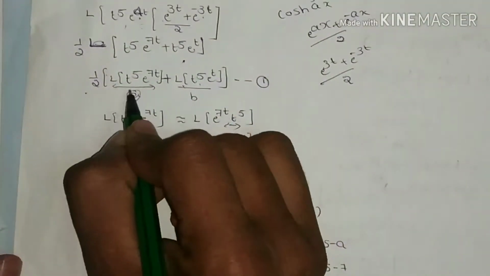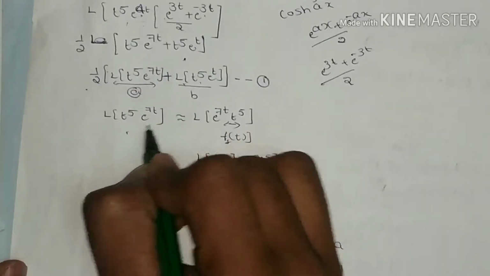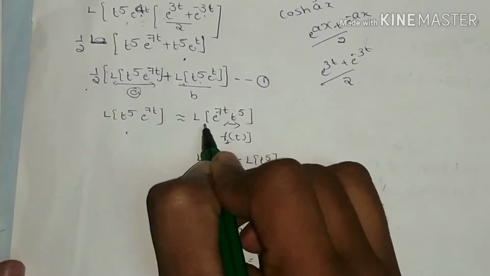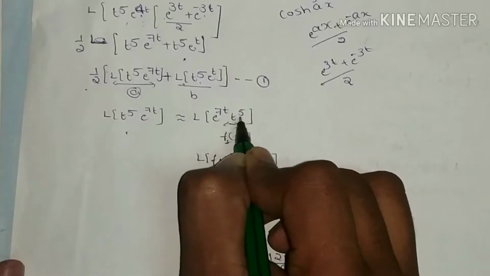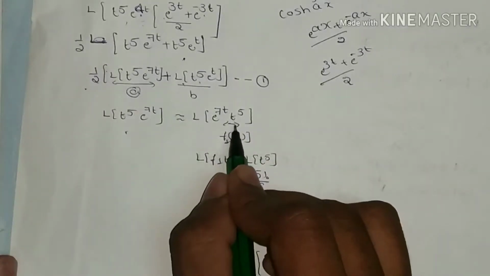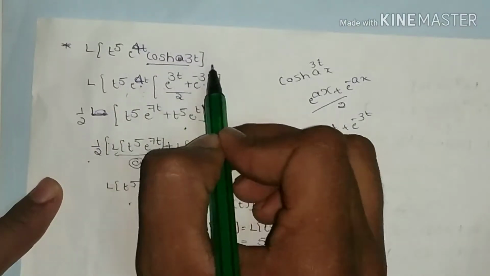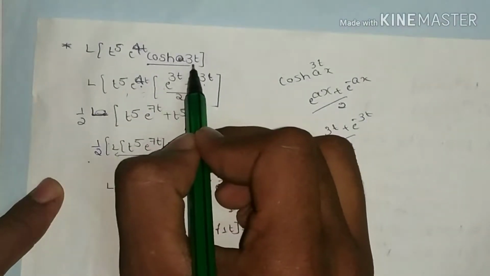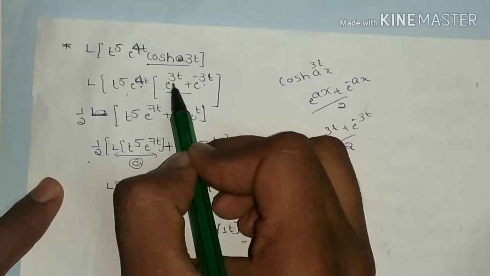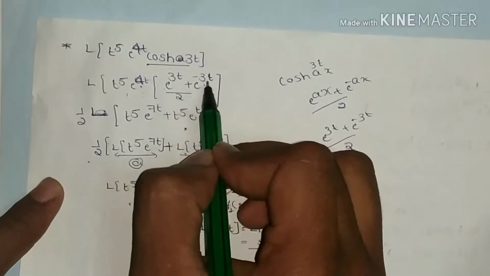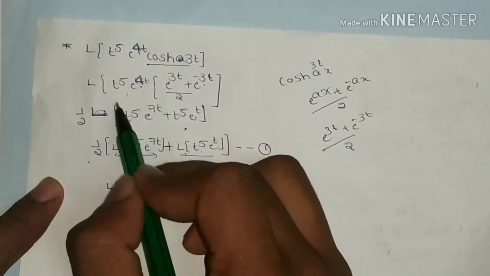Okay, consider the first term, that is Laplace transform of t raised to 5 e raised to 7t, that is similar to Laplace of e raised to 7t into t raised to 5. Here I consider t raised to 5 as f of t. Because cos hyperbolic 3t is in there, by the standard result it can be written as e raised to 3t plus e raised to minus 3t divided by 2, 1 by 2 as it is.